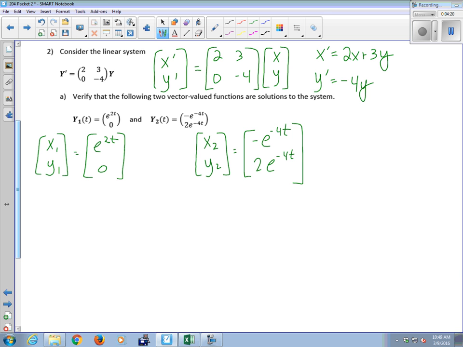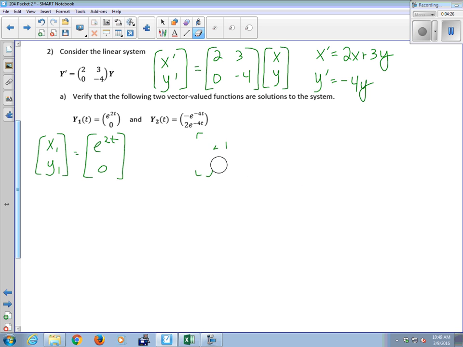Both solutions. They are, but we need to verify it. I'm going to do this one in a different color so we have them separated. X1, Y1, that's X2, Y2.